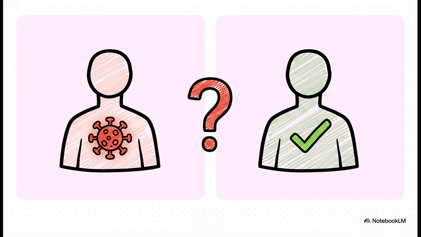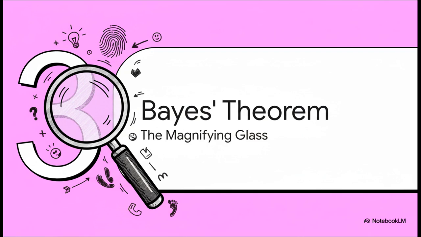And here they are, our two prime suspects. Hypothesis 1, or H1, the patient actually has the disease. And then there's hypothesis 2, H2, the patient is perfectly healthy. It's one or the other. Our entire job is to figure out which of these two suspects is the real culprit, based on the evidence we have.